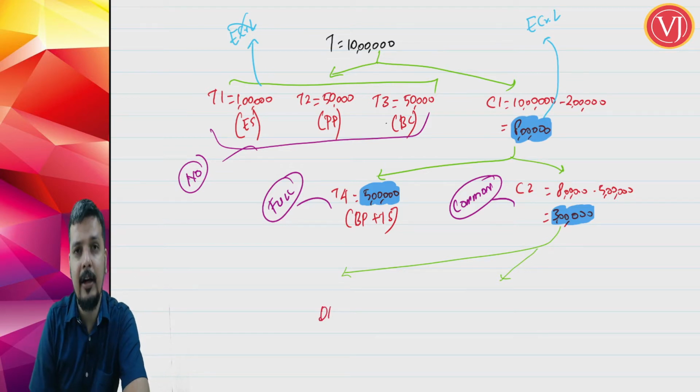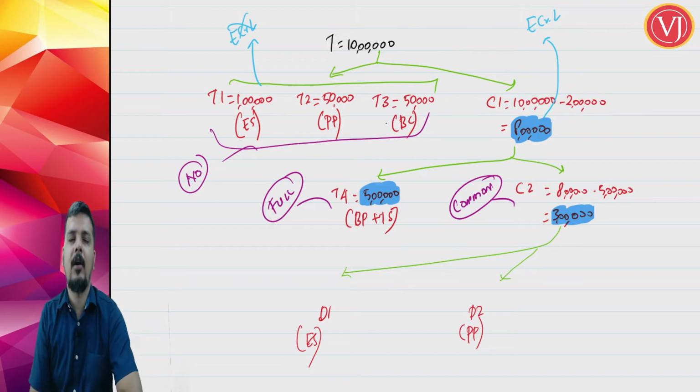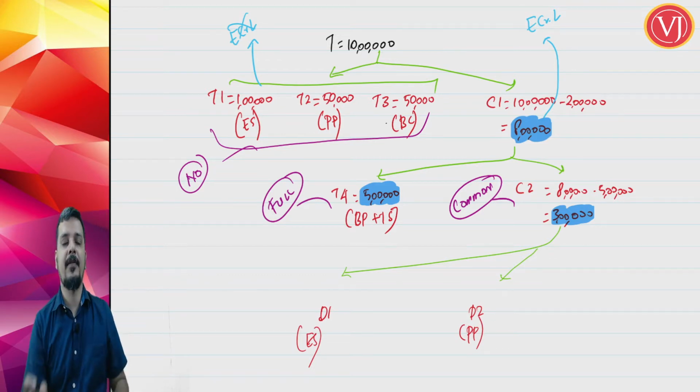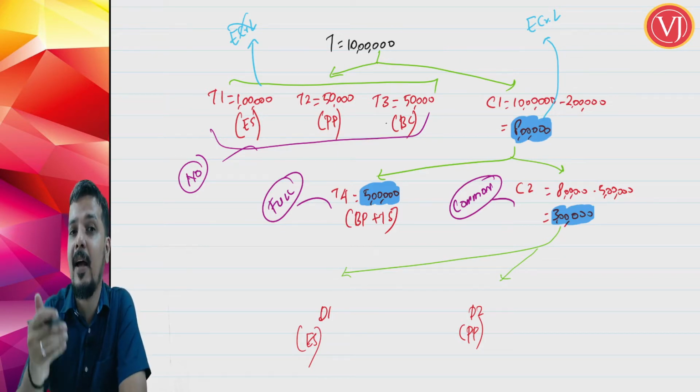D1 reversal is in relation to exempt supply. D2 reversal is in relation to your personal use, personal purposes. This D2 will not come every time. D2 will come only if the question is specifically asking. So that you have to remember. D1 will come always. D2 will come only if the question is having such data.